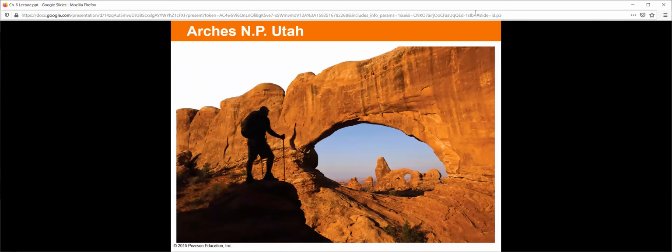The Arches National Park in Utah is a fantastic example of weathering and erosion. This rock did not form as an arch, right? This rock formed, as we've seen previously, it's an igneous rock, I believe. And then the softer sedimentary rock that was in this hole you're looking at weathered and eroded away, leaving you with this cool looking arch.